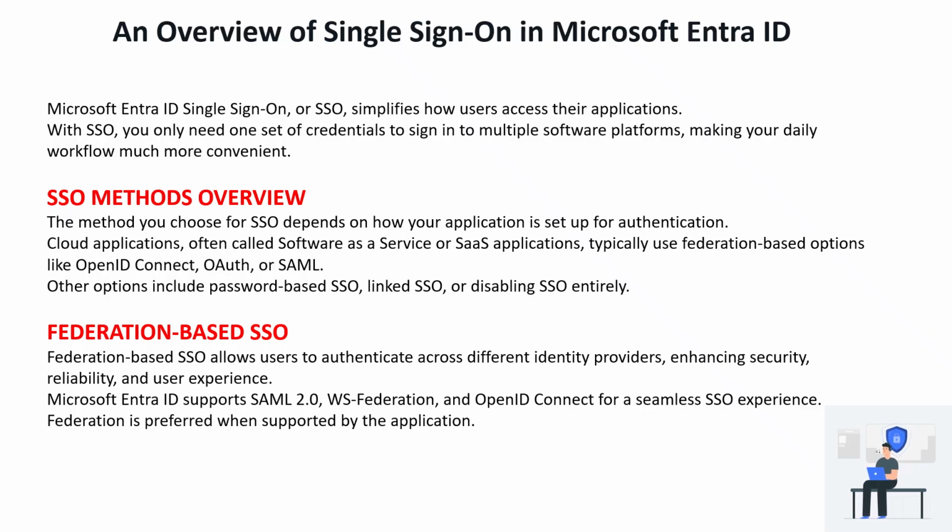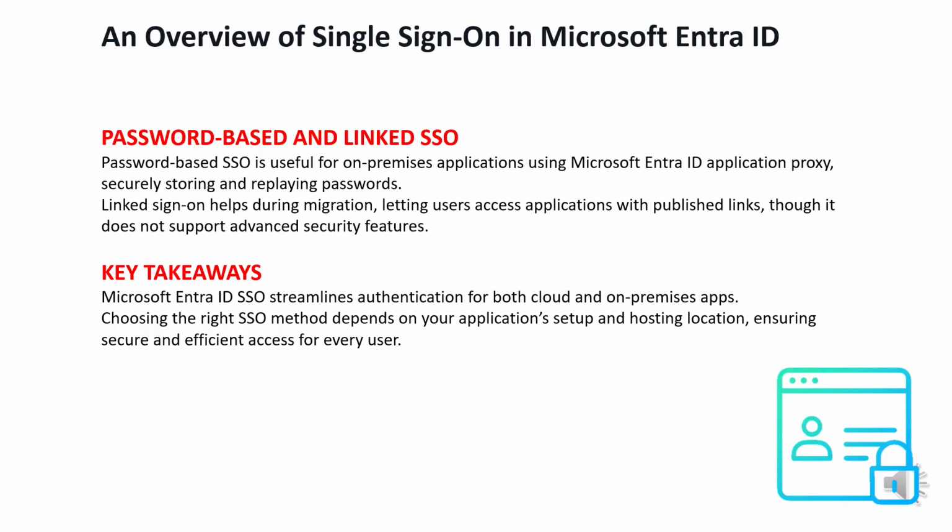Federation-based SSO. Federation-based SSO allows users to authenticate across different identity providers, enhancing security, reliability, and user experience. Microsoft Entra ID supports SAML 2.0, WS Federation, and OpenID Connect for a seamless SSO experience. Federation is preferred when supported by the application. Password-based and linked SSO streamlines authentication for both cloud and on-premises applications. Choosing the right SSO method depends on your application's setup and hosting location, ensuring secure and efficient access for every user.